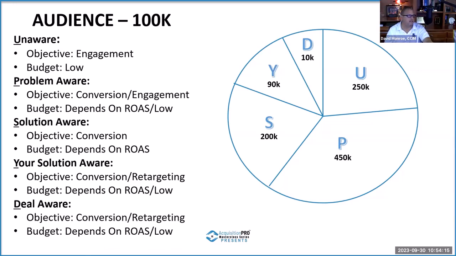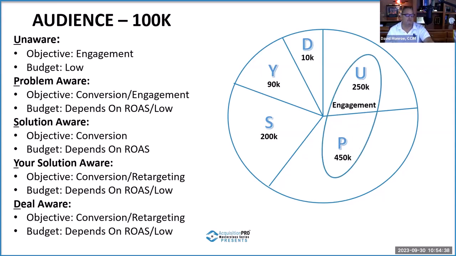And then finally, deal aware. These are the ones that know your solution, know your cost, know your investment, know what they have to do. They just haven't done it yet. These are the best ones. And this is conversion and retargeting again, where the budget depends on return on ad spend. If it's conversion, and if it's awareness, it's low.